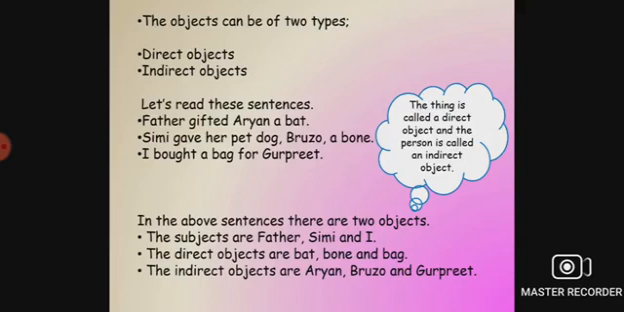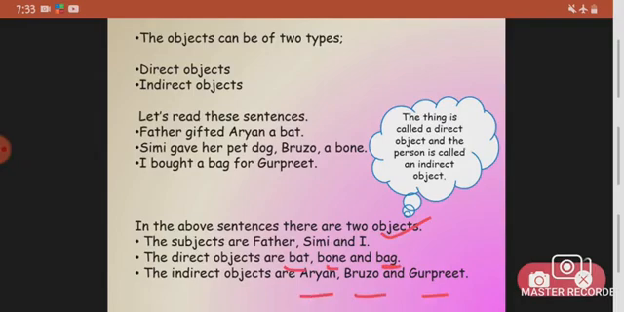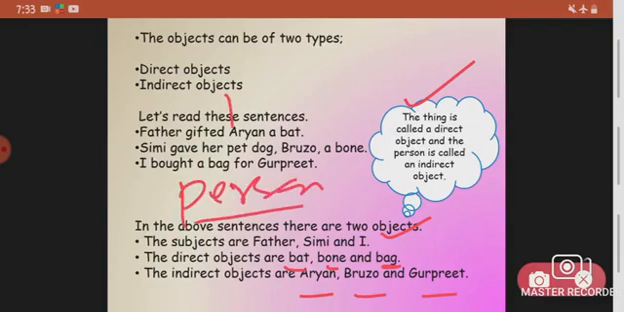So in the above sentences, the doers are father, Simi and I. Direct objects are bat, bone and bag, and indirect objects are Aryan, Bruzo and Gurpreet. So the thing is called a direct object and the person is called an indirect object. So you have to remember, if it's a person, it's indirect. If it's a thing, it's direct, right?